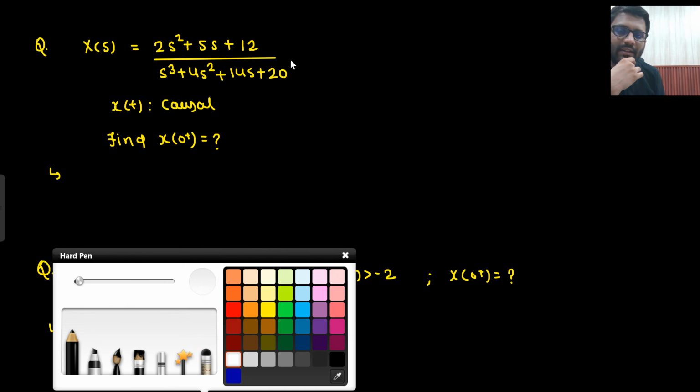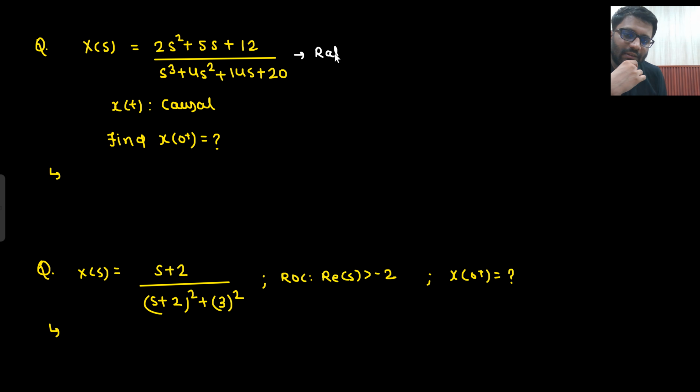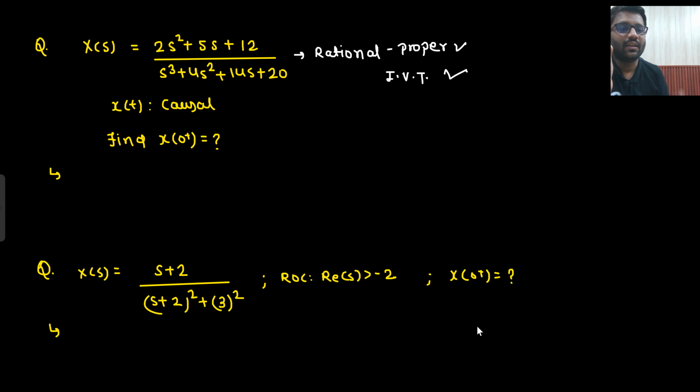You will say that, sir, it is rational and proper. Rational and proper. So that means I can apply the initial value theorem. Right? x of t is causal as well. This would be given in the question, or by default you consider it. If it is not given, then by default you consider it. 99.99% chances are there that it will be given. You need to find x of 0 plus.